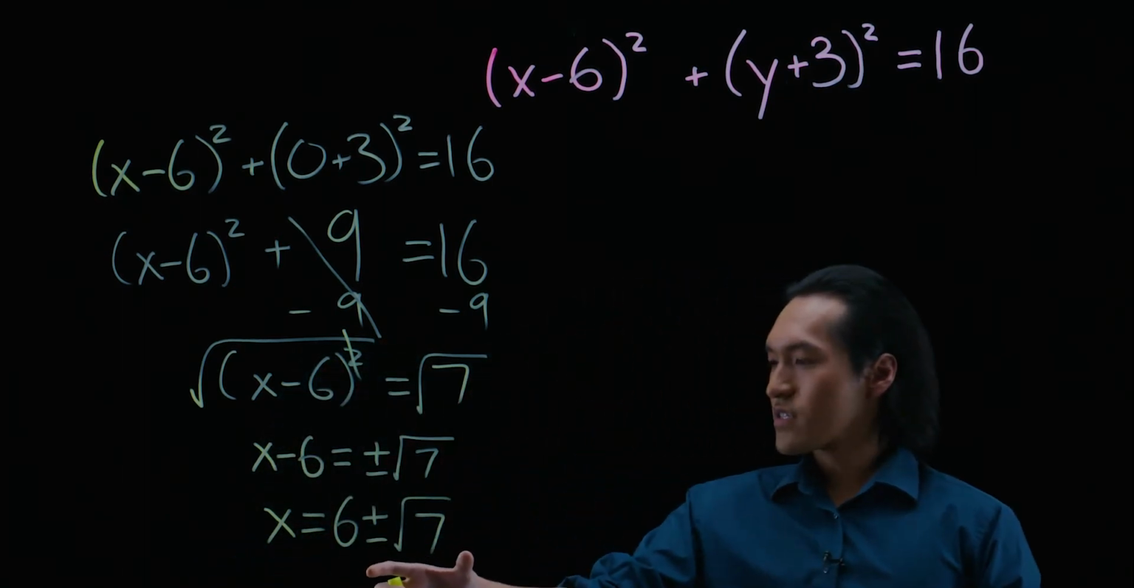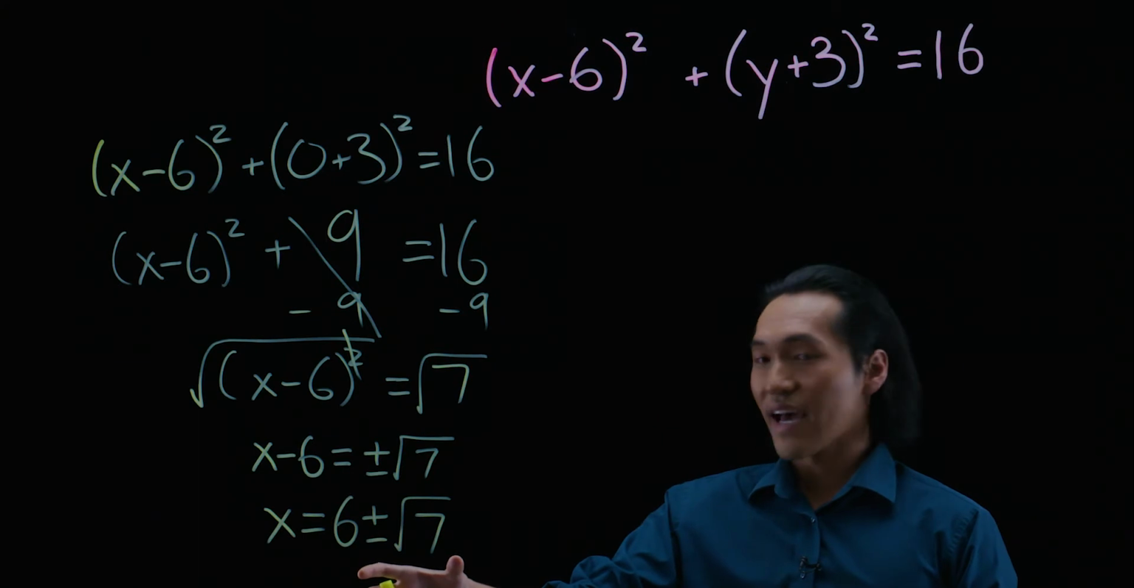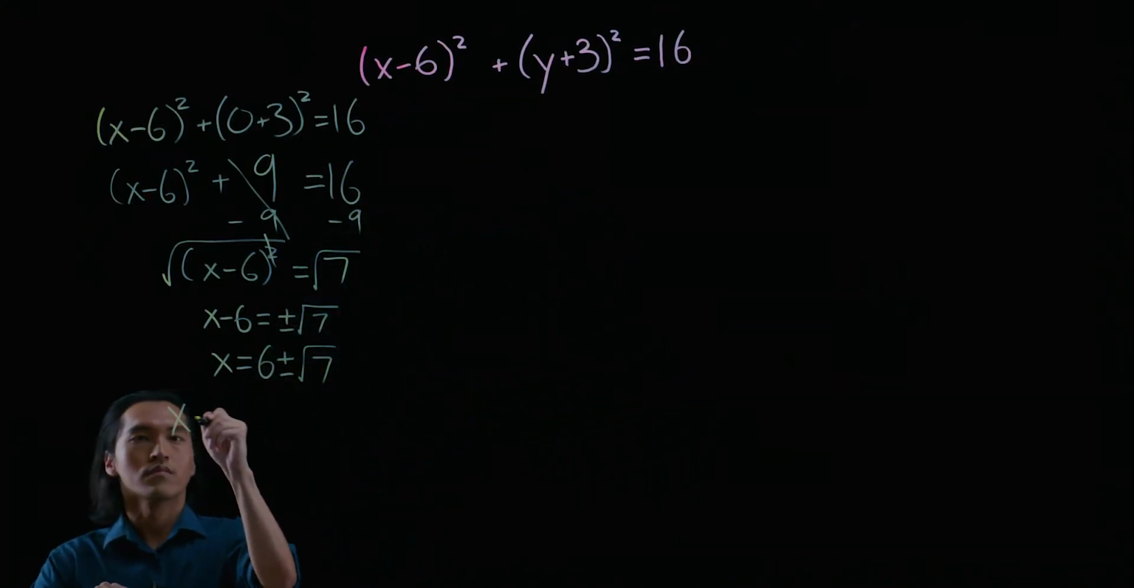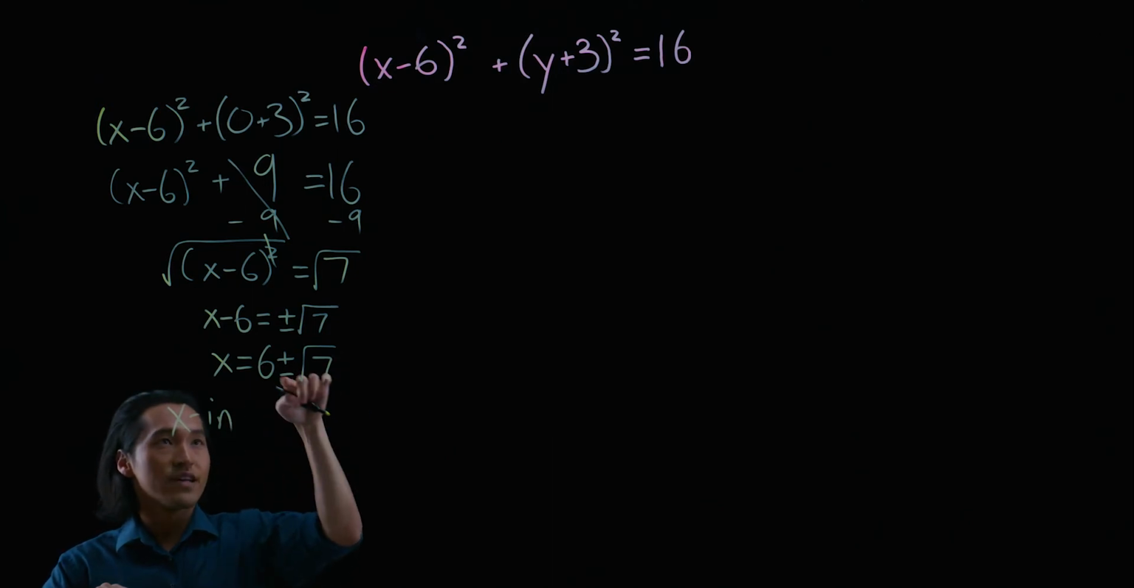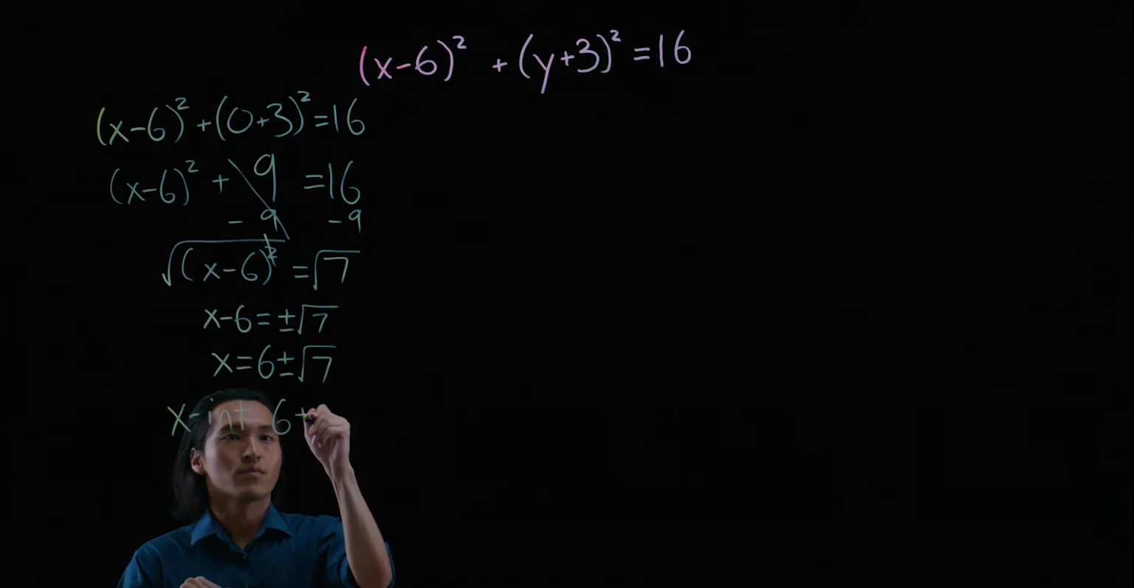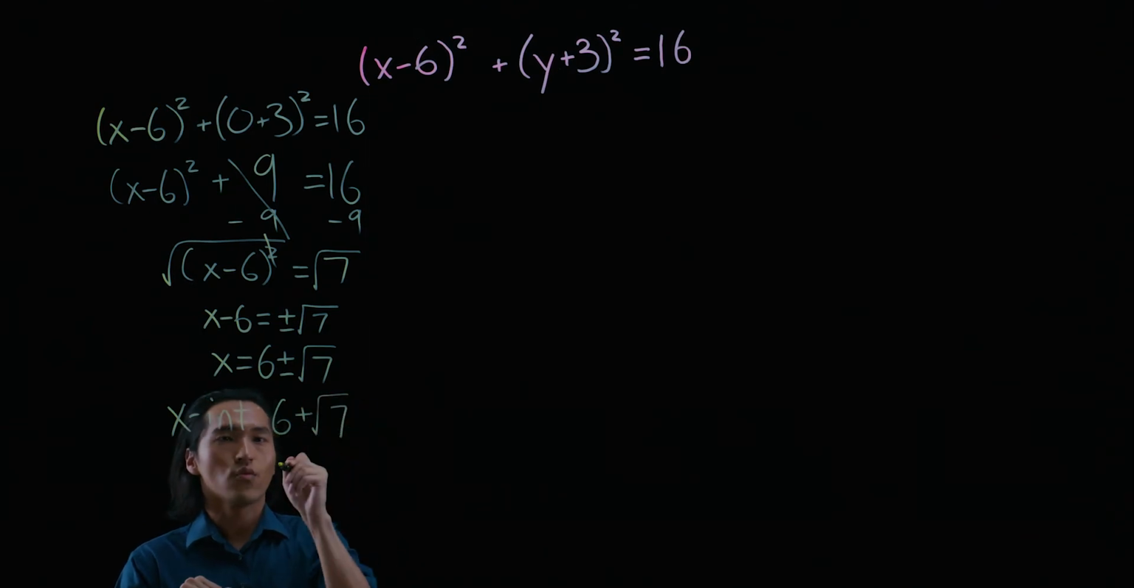So this represents the x-intercepts, meaning one of the x-intercepts would be the positive version of this, and the other would be the negative version. So one would be 6 plus root 7, and the other one would be 6 minus root 7.